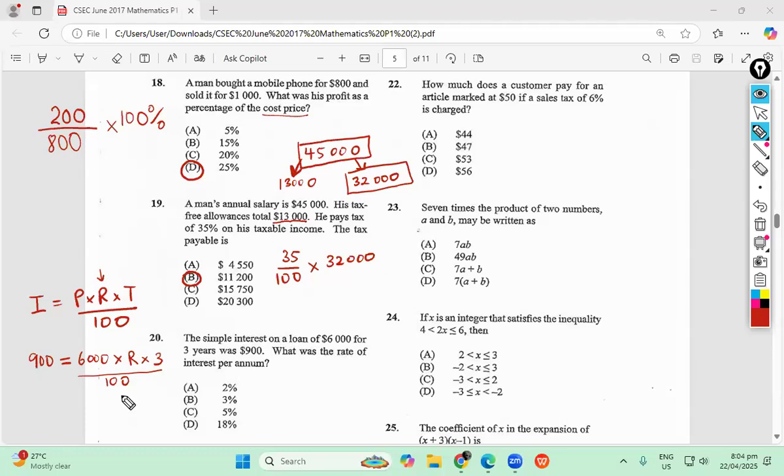We could do this two ways. We could cross multiply and solve for R, but I think there's an easier way. These two zeros will cancel out with these two zeros on top, leaving you with 900 is 6 by 30, which is 180, multiplied by R. The 180 is a multiply, throw it across, you get a divide. 900 divided by 180 is 5%. The answer is C. And most people got that one correct.